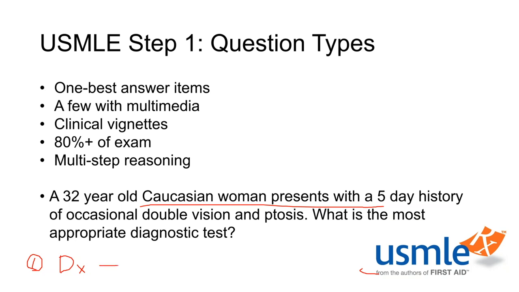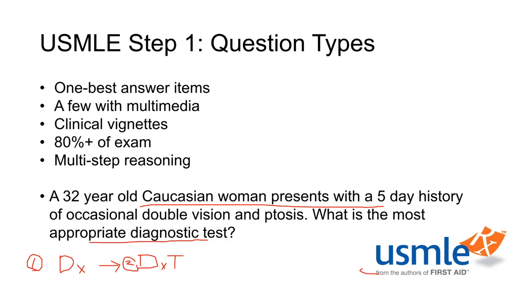Once you establish that the probable diagnosis is myasthenia gravis, then you have to think, what is the most appropriate diagnostic test? That's the second step. In this particular case, it's going to be anti-acetylcholinesterase antibodies, so the assay for that. Classically it was edrophonium, or the Tensilon test, which is a short acting acetylcholinesterase inhibitor. But that test is slowly going away, at least in the US, and it's being replaced by antibody assays like the anti-acetylcholinesterase antibodies.